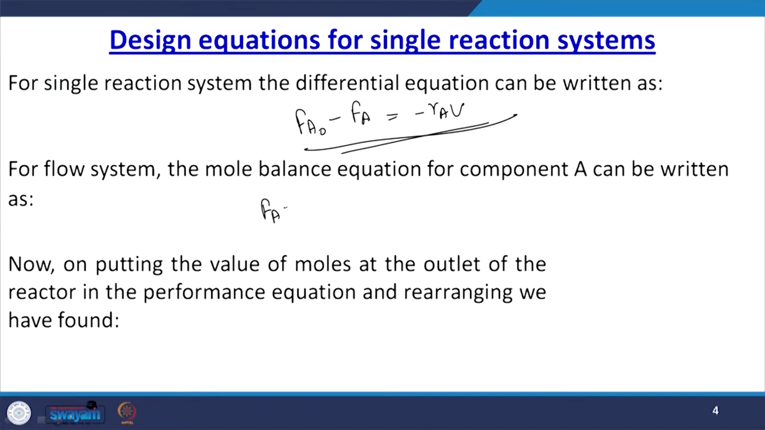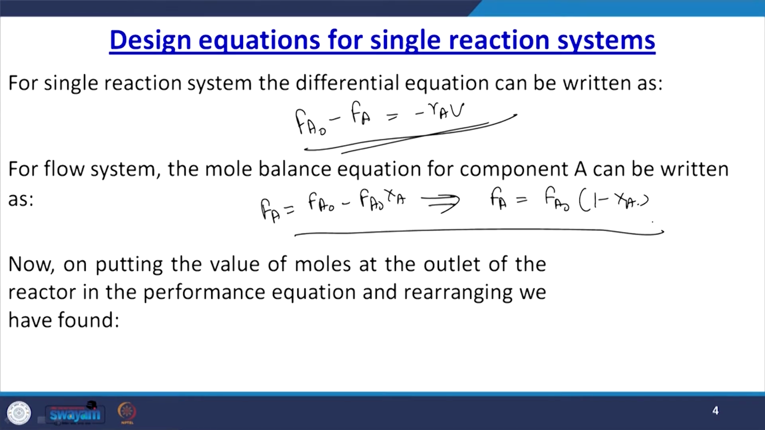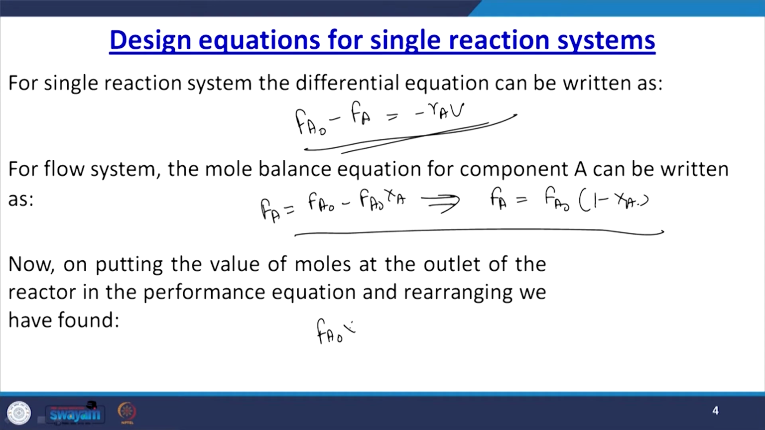Now, sometimes we need to write the mole balance equation for component A under the head of a flow system. This flow system equation can be written as Fa is equal to Fa naught minus Fa naught Xa, and sometimes, if you recall the previous discussion, it can be written as Fa naught times 1 minus Xa. Now, on putting the values of moles at the outlet of the reactor in the performance equation, and sometimes rearranging, this can be written as Fa naught, sorry, this is V. This is the better approach for achieving the design equation for a single reaction system.